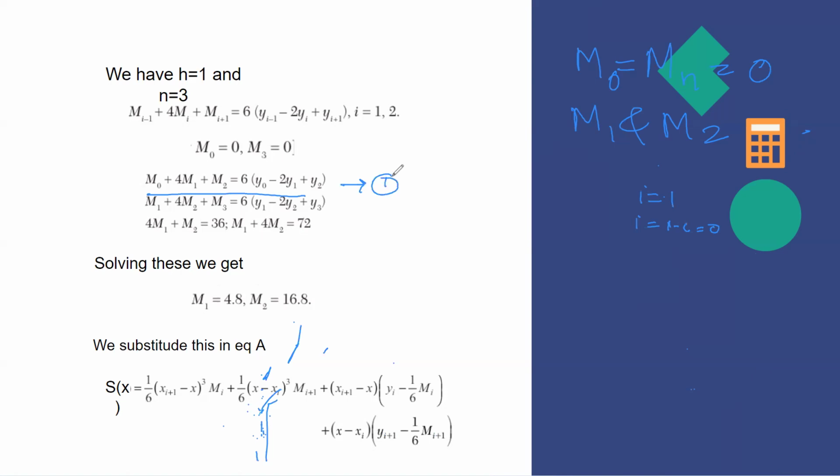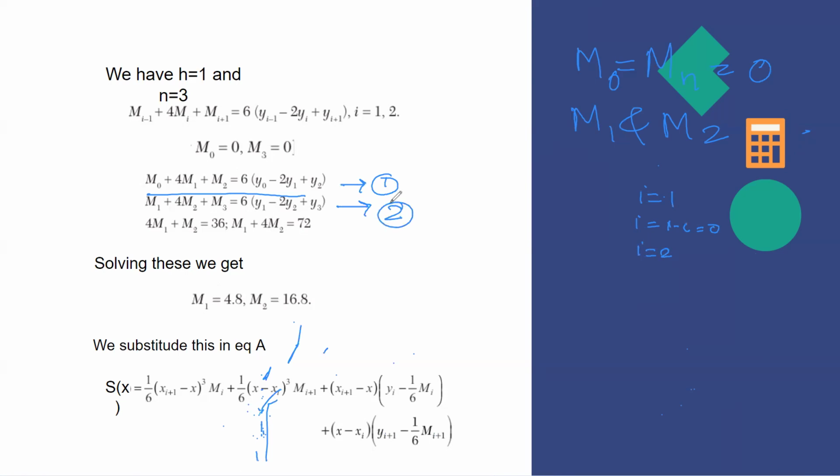And for i is equal to 2, the equation will become m1 plus 4m2 plus m3 is equal to 6 times y1 minus 2y2 plus y3. Any doubt? Anyone don't understand? Clear? Okay, this is equation 2.